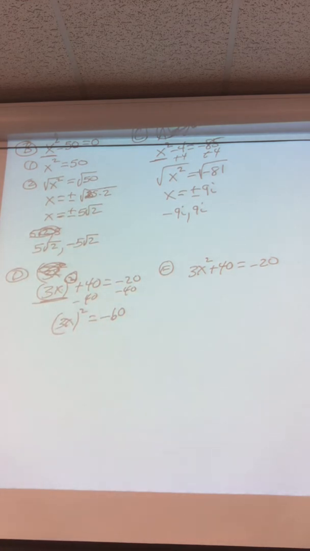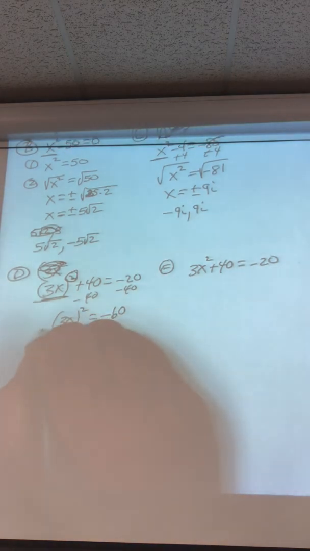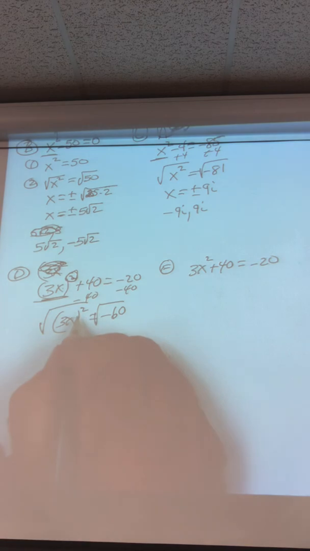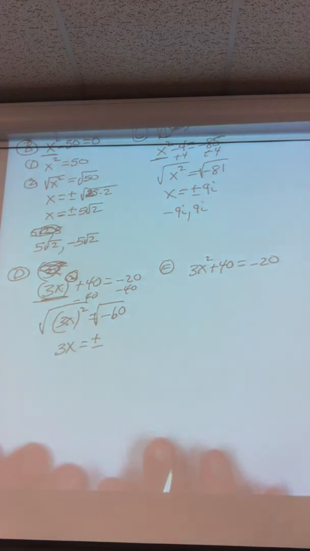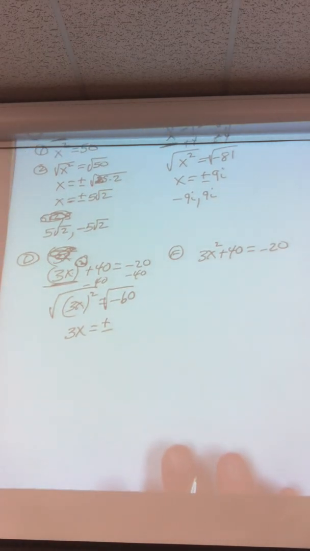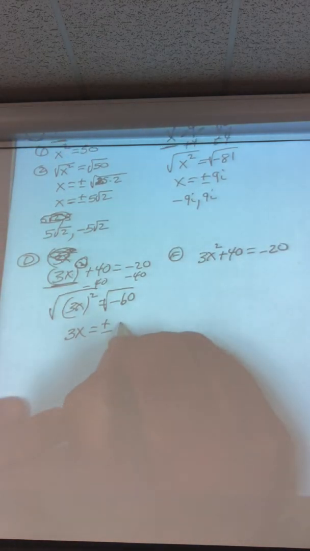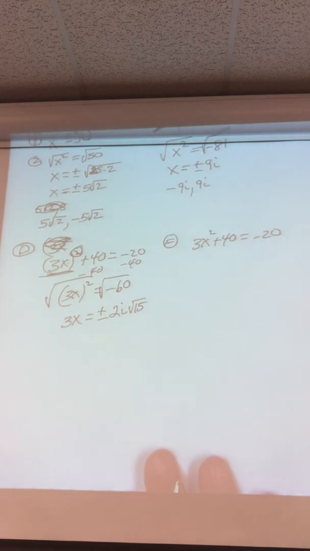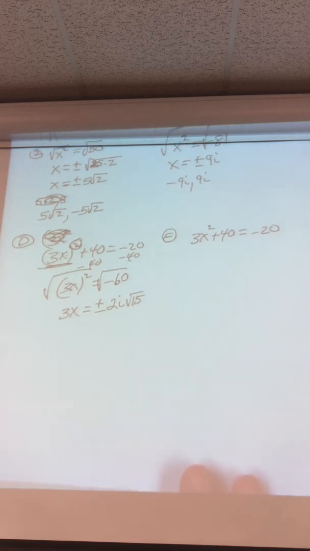Step two, take the square root of each side. When you take the square root of this squared, it just leaves you 3x equals plus or minus. Just copy that down. I'll show you in just a second where that comes from. So just write it down for right now.